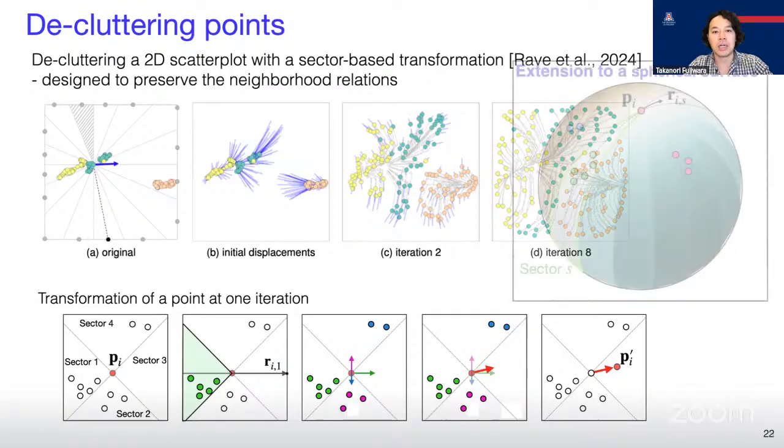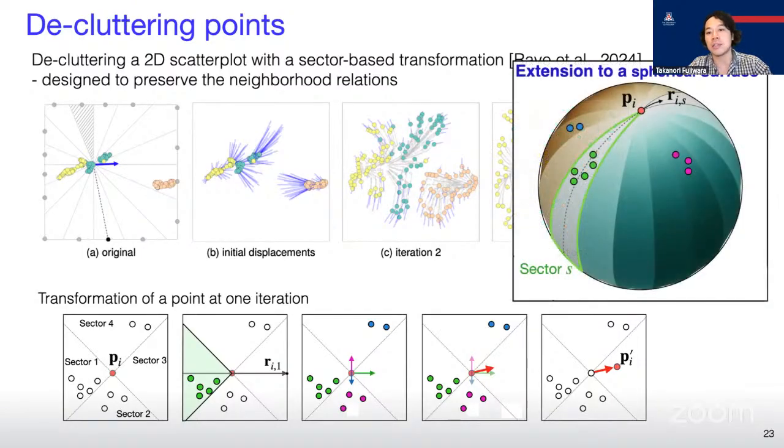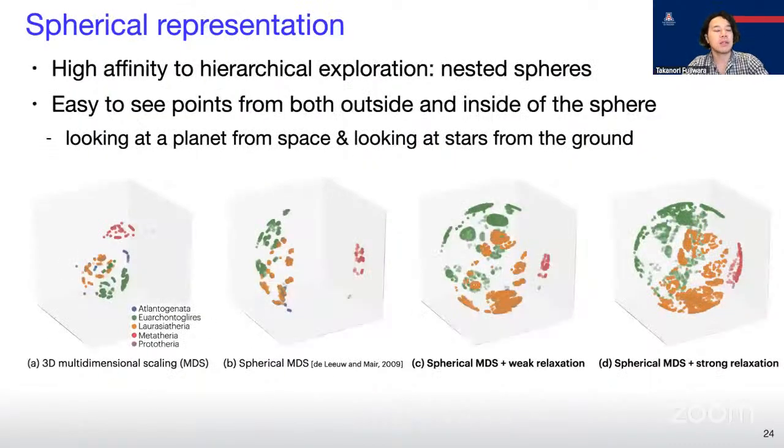Naturally, this idea can extend to a spherical surface by generating sectors on a sphere, as illustrated in this example. Here I show two examples where we apply weak and strong relaxations respectively. As you can see, even after the relaxations, spherical representations preserve neighbor relationships, but utilize wider space to show points more clearly.